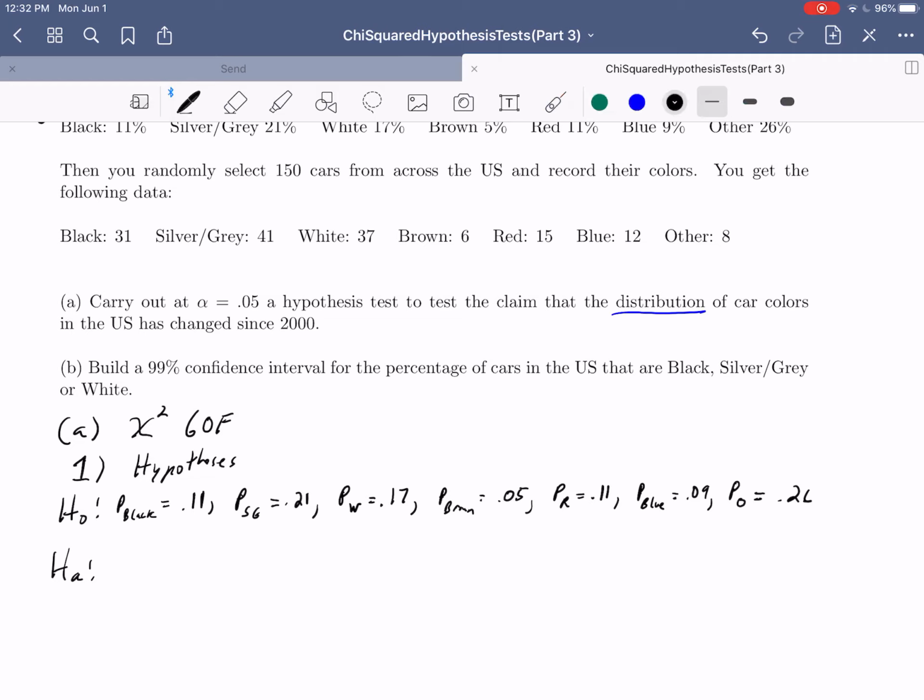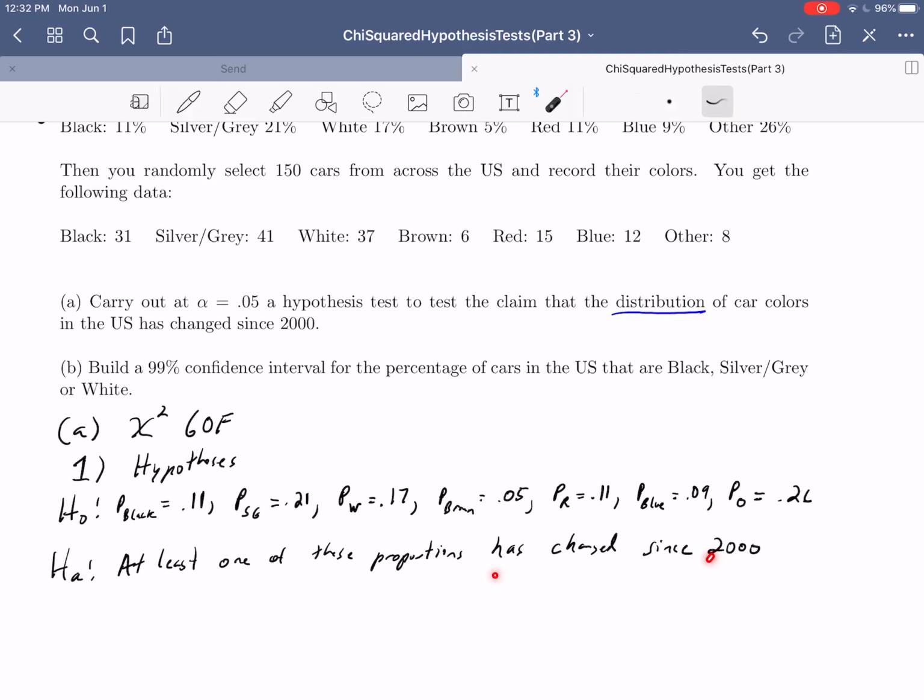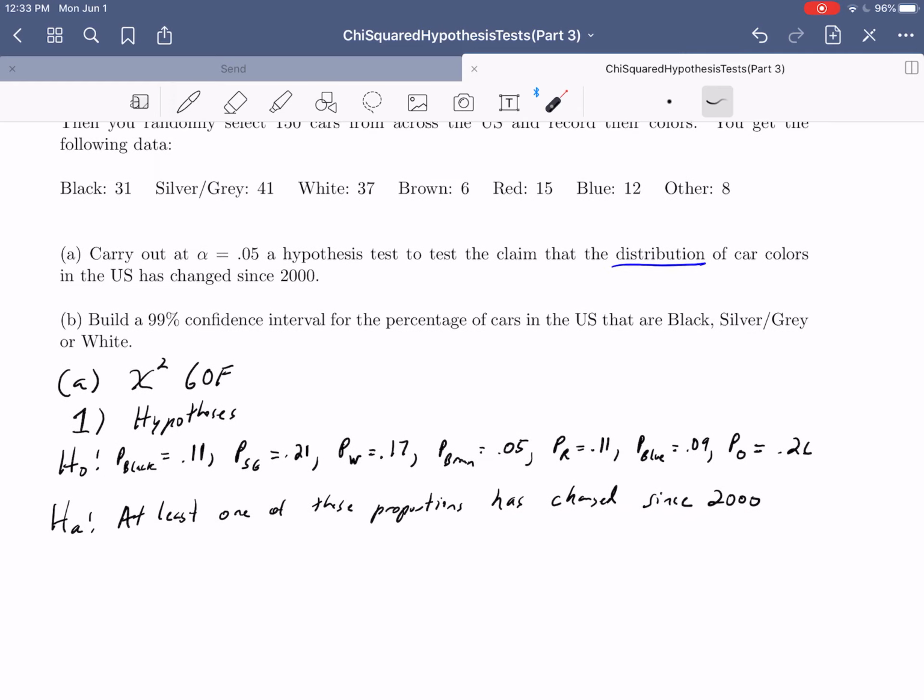All right, what's our alternate? Well, the alternate for goodness of fit is always the same. We're going to say at least one of these proportions, or you could say percentages if you prefer, at least one of these proportions has changed since 2000. And notice that I would probably use the language of has changed rather than is different, because we're talking about from the year 2000 till now, so 20 years later. So has changed is probably a better terminology there.